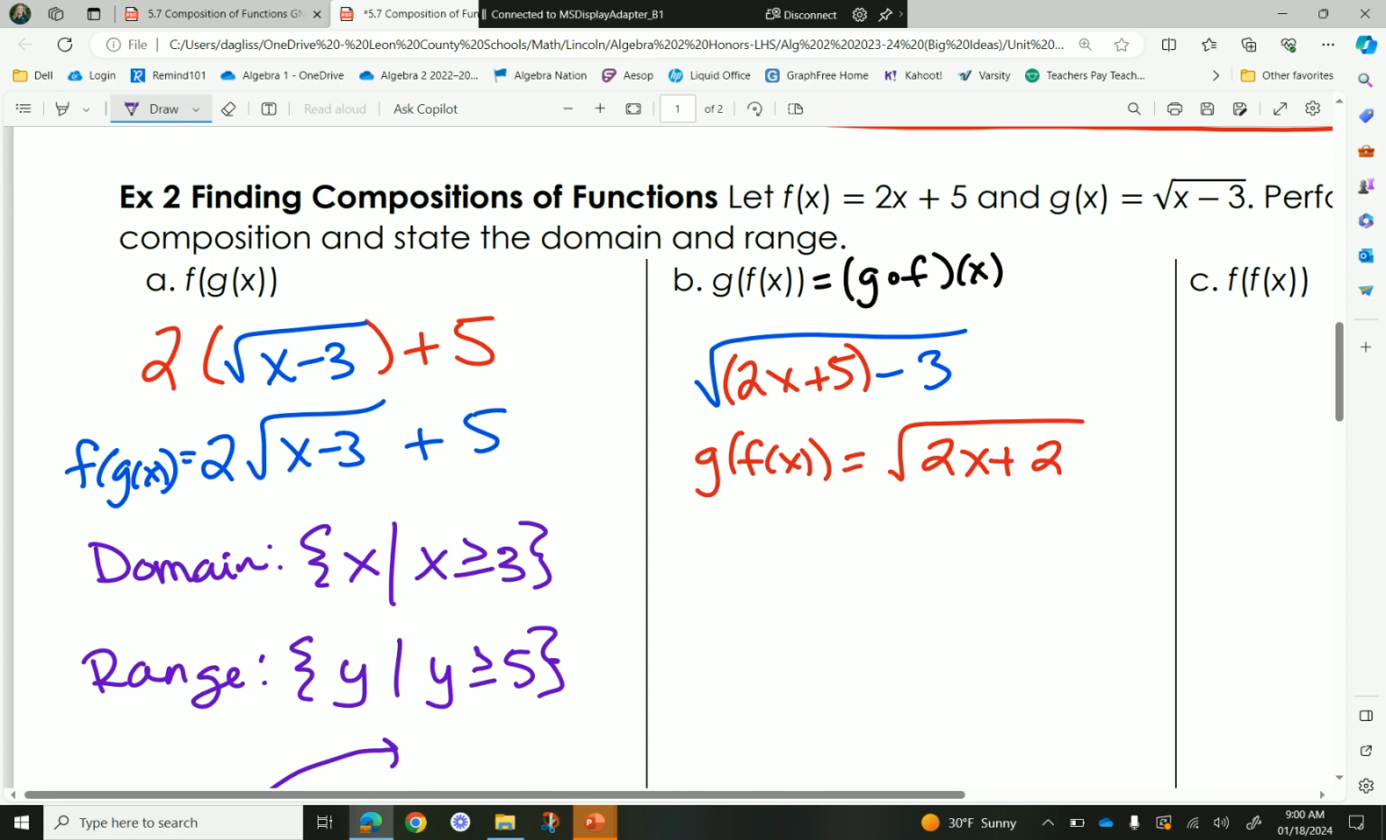No. So does order matter with compositions? Absolutely. Yes. Order definitely matters. You have to make sure you follow the order. Okay? You work your way from the inside out. Okay? They're both square root functions, but it is not the same function. Okay? We did not get the same thing. So let's look at the domain and the range for this one. It is still a square root, so we're going to have restrictions going on.